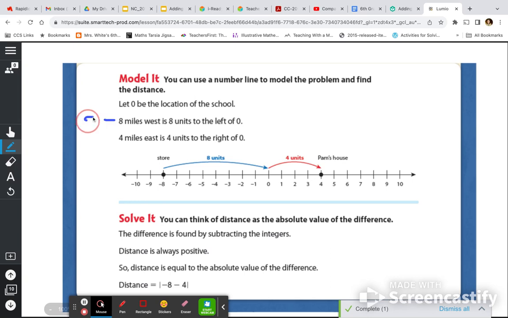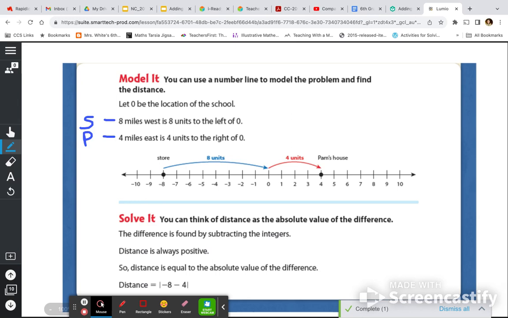I'm going to put S for store. 8 miles west of the school. Okay. Now, 4 miles east of the school is Pam's house. And there's a truck, let's say a FedEx truck, who is traveling straight from the store to Pam's house, and we want to know how far this truck will be driving.